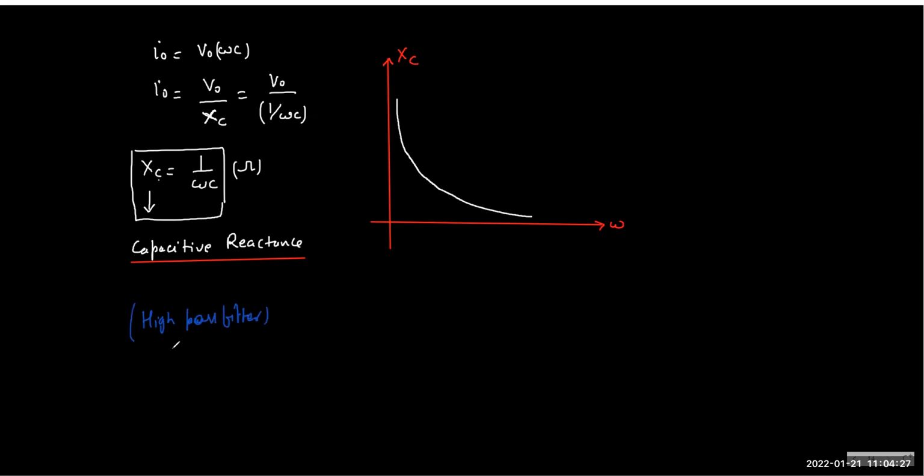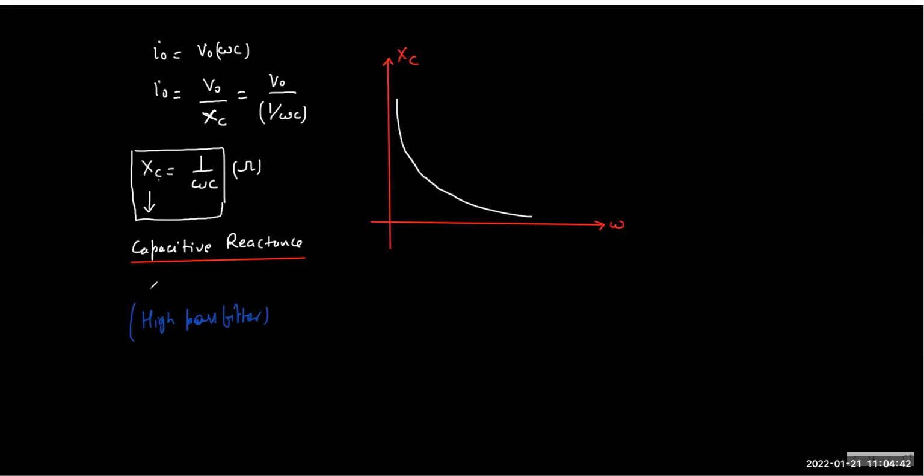Because it will pass, the high frequency is allowed to pass through a circuit which contains a capacitor. And what is the practical use of this? So this is used for signal filtering actually.